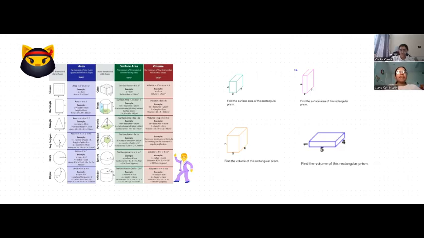Today we'll be looking at surface volume, surface area, and volumes for 3D shapes. Okay, so let's get started.